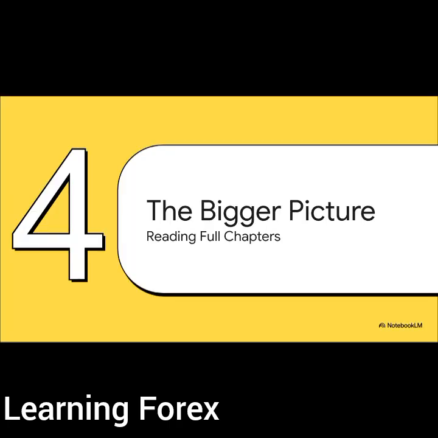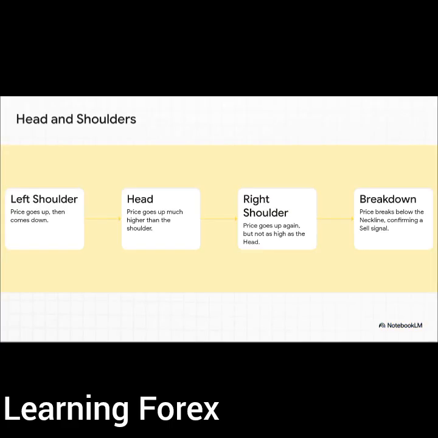Okay, we've learned the alphabet, we've learned words, and now sentences. So I think it's time to read entire chapters. These are the larger shapes on the chart made up of many candlesticks that tell a much bigger story. A classic story of failure is the head and shoulders pattern.